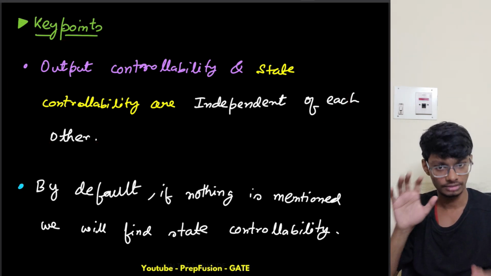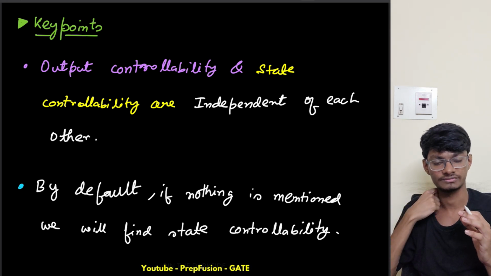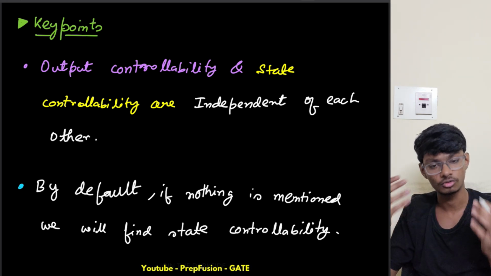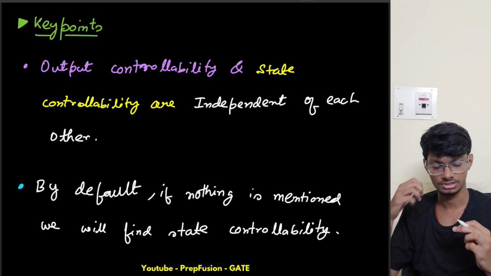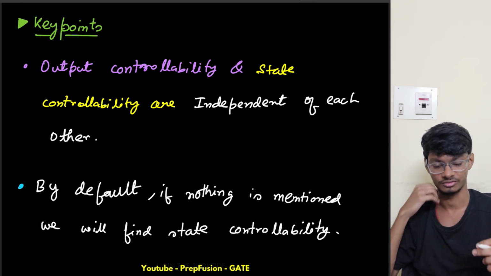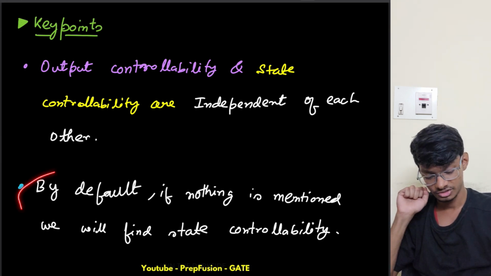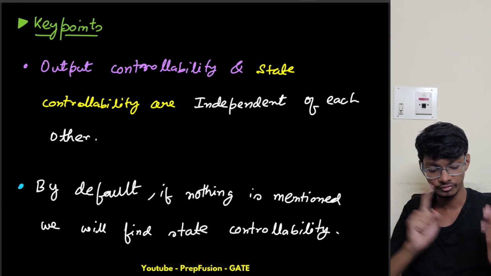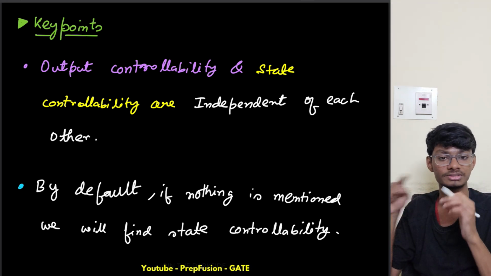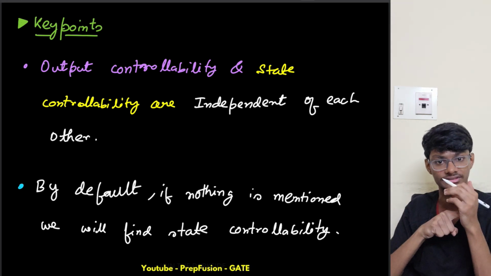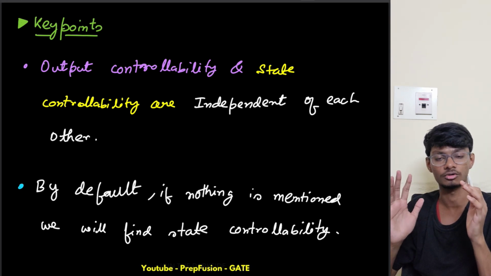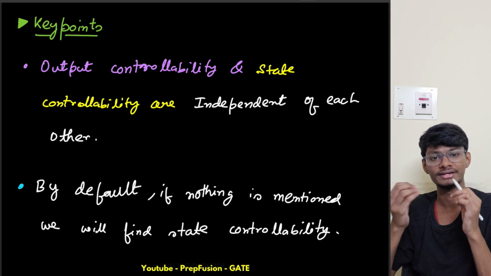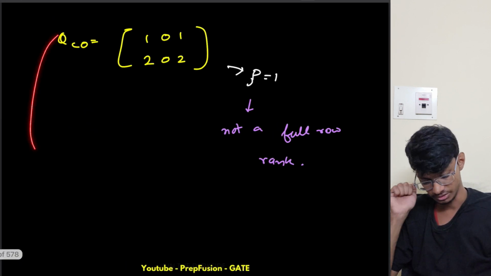And by default, I just taught you the concept of output controllability, but it isn't that important, so you can skip it. I just taught it for a few people who are really interested. By default, if nothing is mentioned, we will always find state controllability, that we have been studying up till now for the 3 lectures. For some wild reason, they may ask you output controllability, then you use this one.